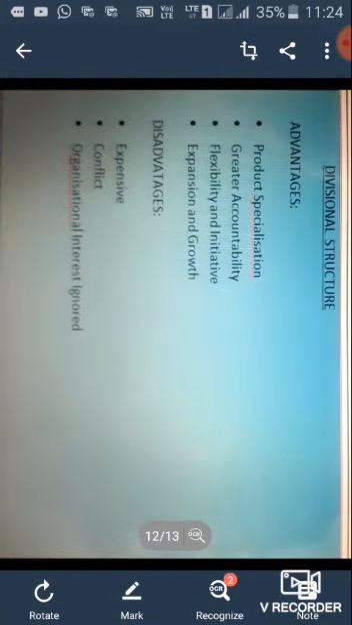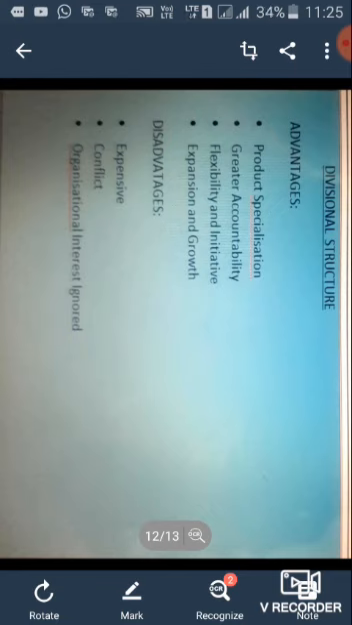When jobs related to one product are grouped under one department, that is what is divisional structure. So how is it advantageous for the company? It leads to product specialization, because it leads to specialization in one product. All activities related to one product are grouped under one department. Next, greater accountability. Each product department is accountable for its own profit and losses. This provides the basis for measuring performance.